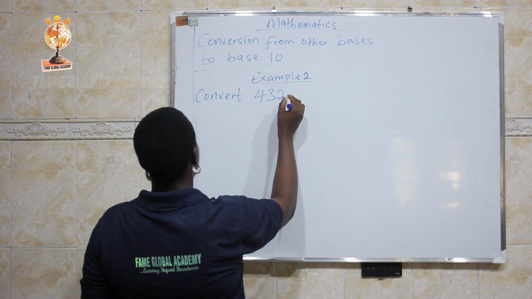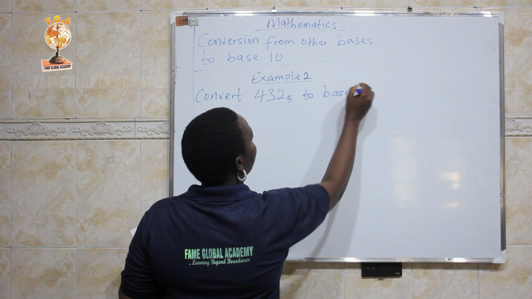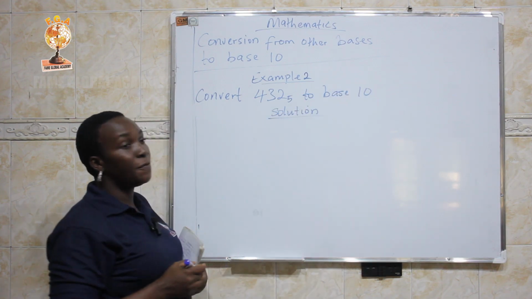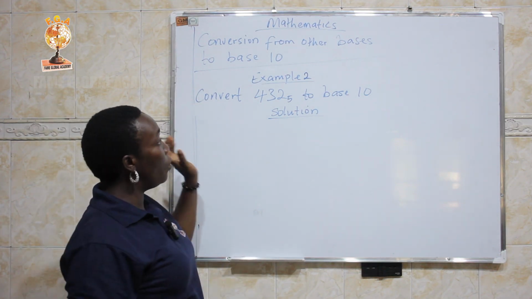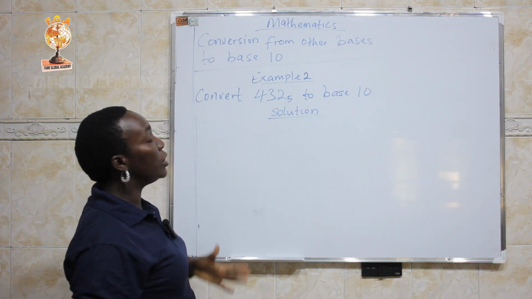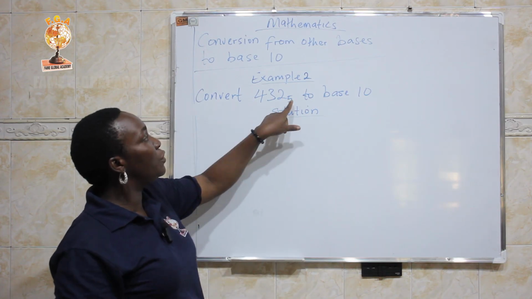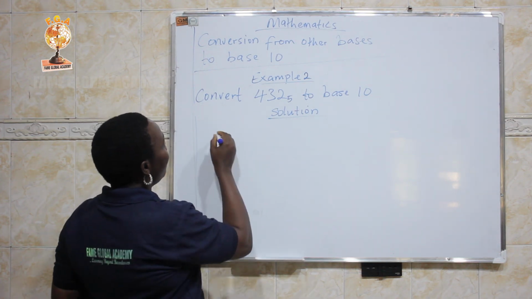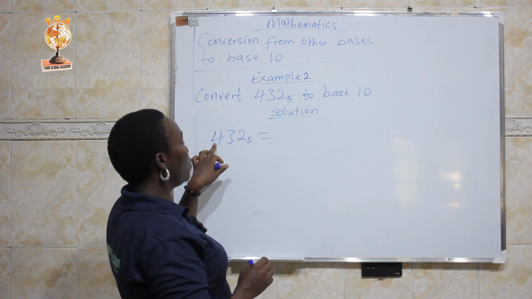Convert 432 base 5 to base 10. Solution. Convert 432 base 5 to base 10. Okay, so just like what we did before, this is a 3-digit number. The first one was 2 digits. So we follow the same procedure. The first step is to multiply each of the numbers with the base, one after the other. So we have 432 base 5 is equal to, so the first one will be what?